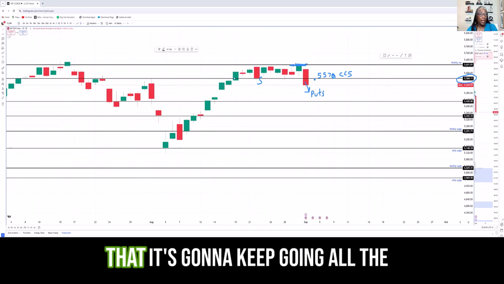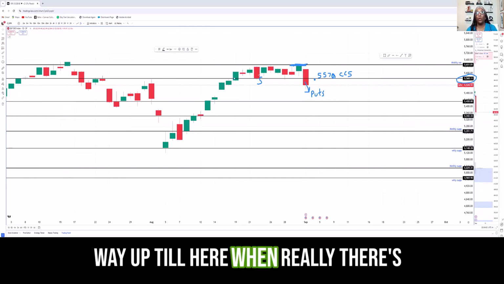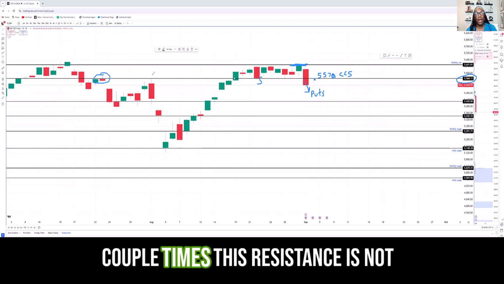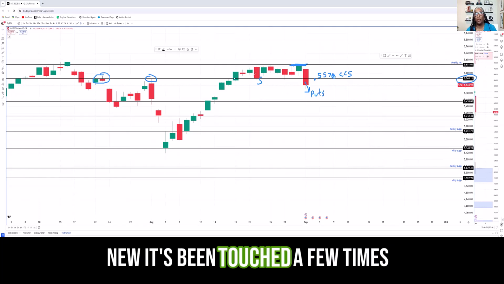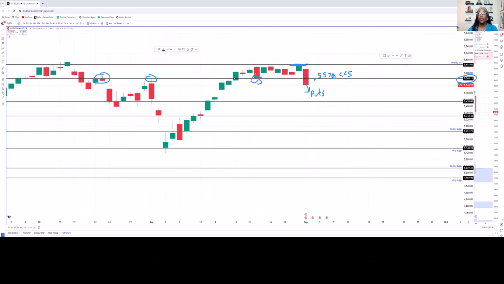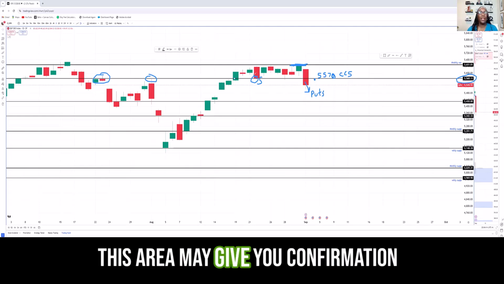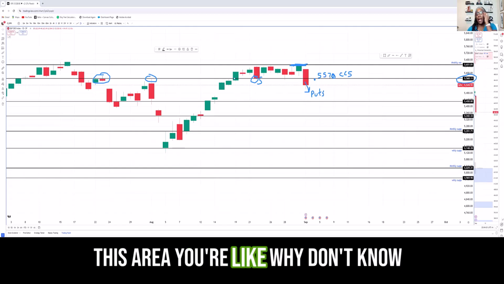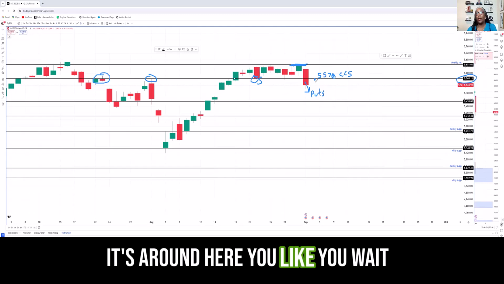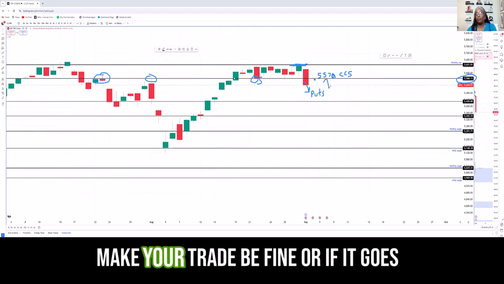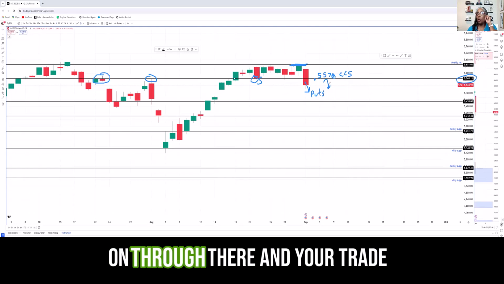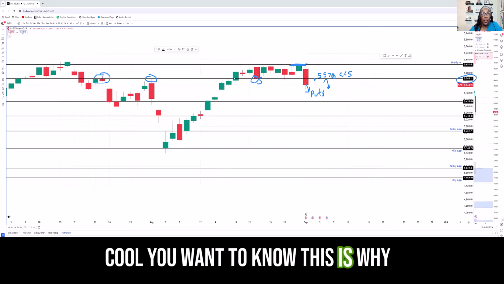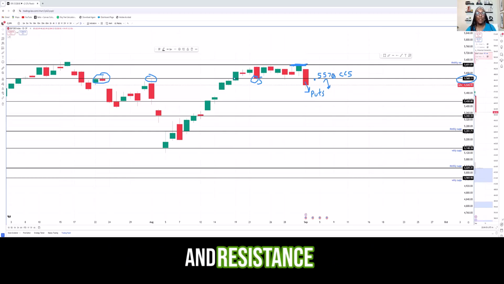You might be worried that it's going to keep going all the way up till here, when really there's some resistance in the path, and actually it's touched back here a couple of times. This resistance is not new. It's been touched a few times. That lets you know how it responds at this area. It may give you confirmation to wait on it. Maybe it's hovering in this area and you're like, well, I don't know if I'm going to get out or not. And you see it's around here. You wait and see whether it reverses and makes your trade be fine. Or if it goes on through there and your trade goes poof, you want to know. This is how you use your support and resistance.